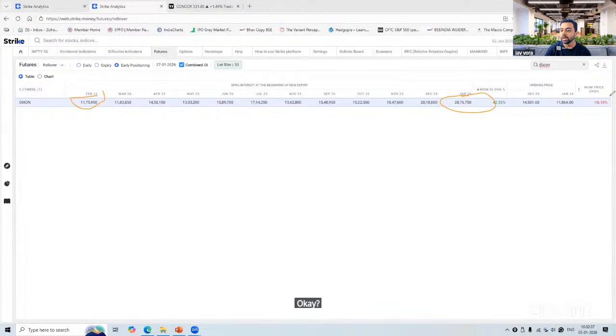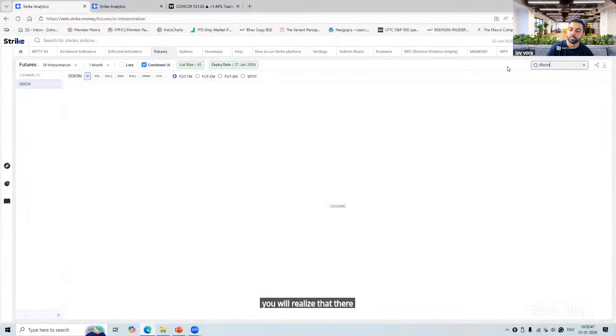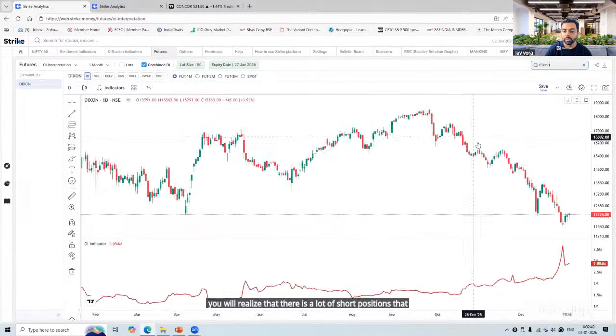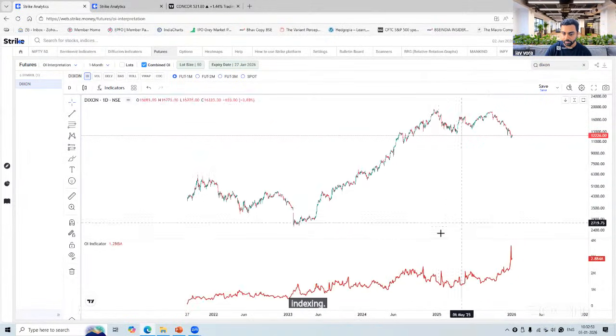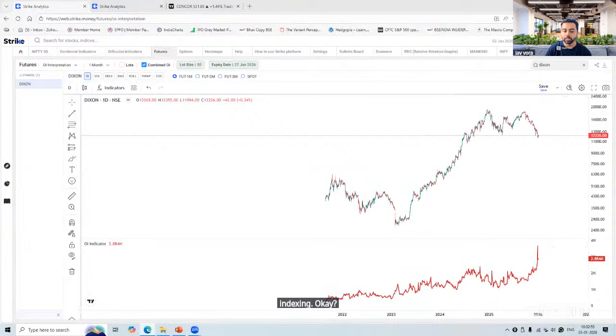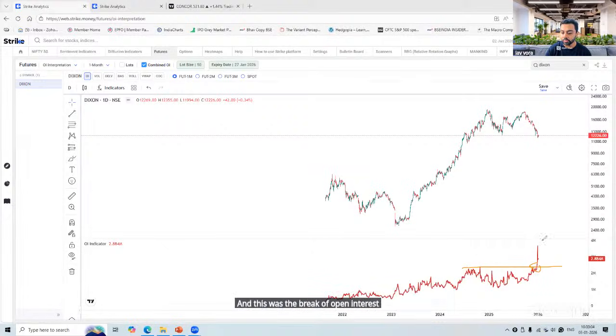And you see that there was a price change of 18% in a month. So when you see the chart of this, you will realize that there are a lot of short positions that have now been built in Dixon. What you see over here is this. It started over here. This was the open interest, and this was the break of open interest. After that, there was a very strong surge over there.